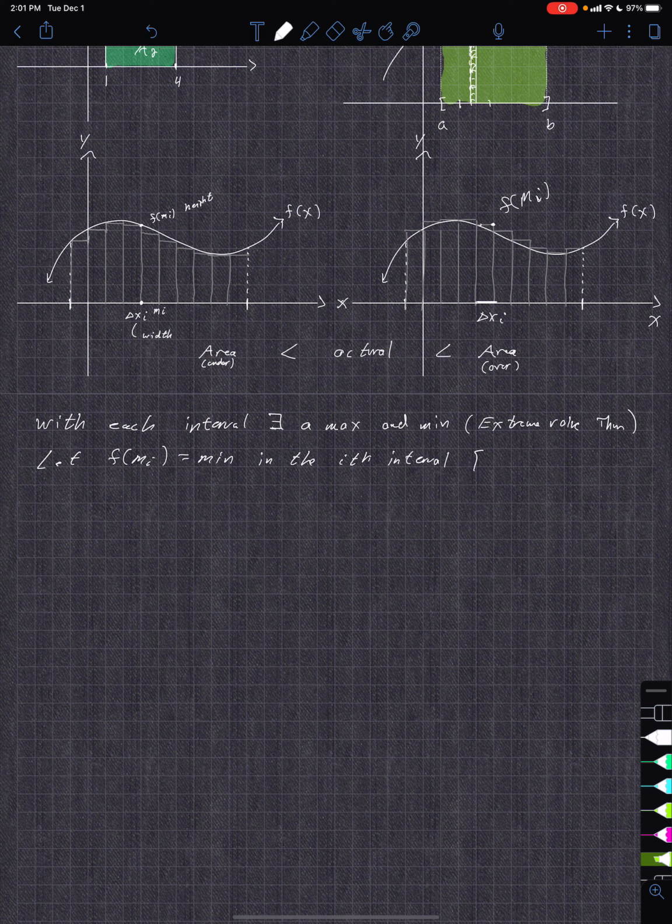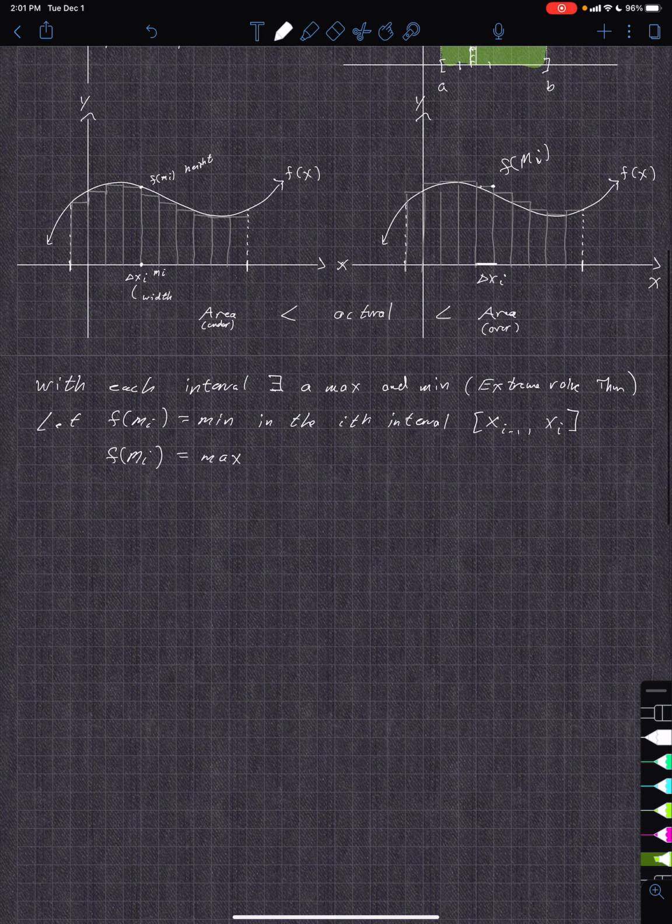Okay. So we're going to let f of m sub i equal the minimum, that's the left-hand side, in the ith interval. The ith interval would look like this: it's the interval from x sub i minus 1 to x sub i. That's how we would write it. And then similarly, we're going to have f of capital M sub i equal the maximum value. That's the overestimation over here, in the same ith interval.